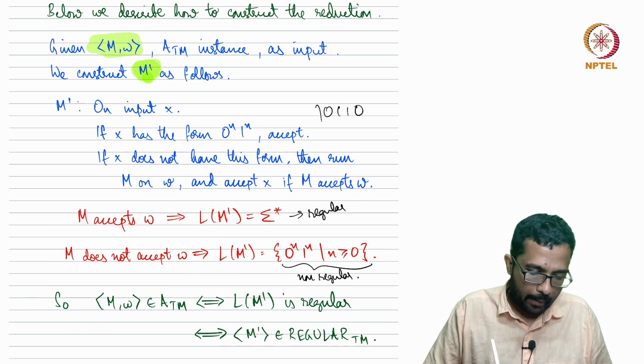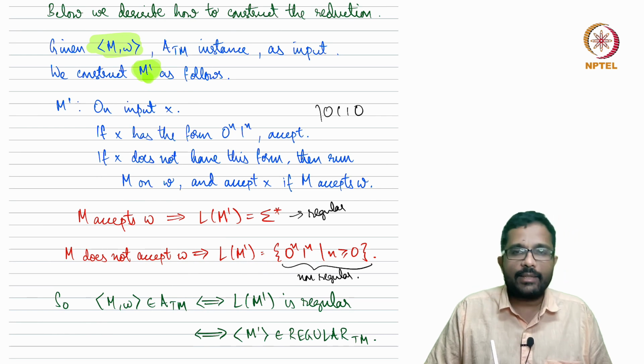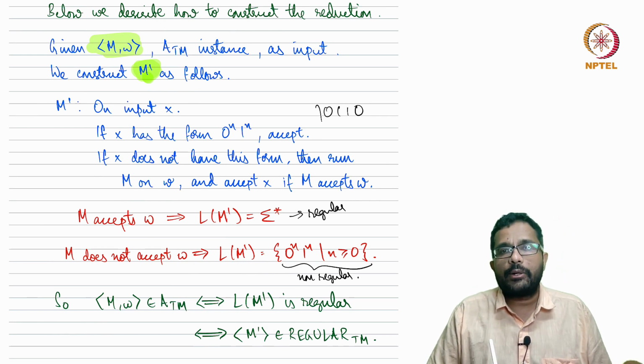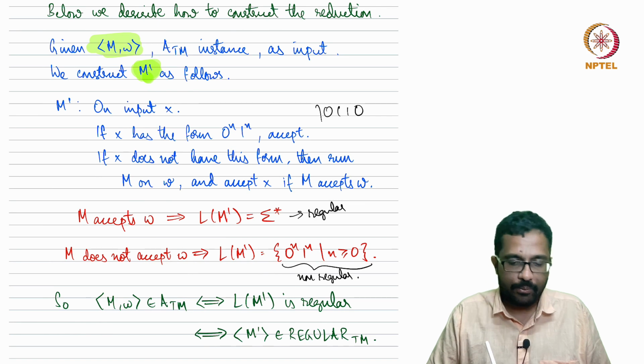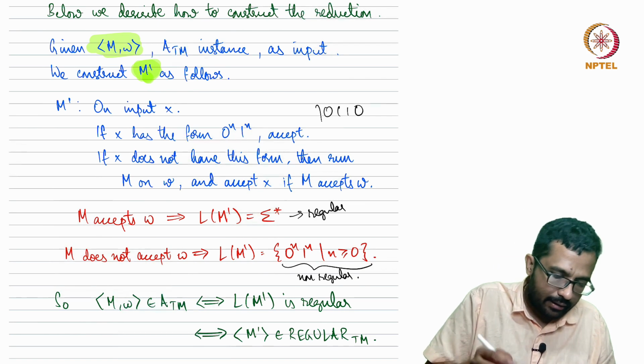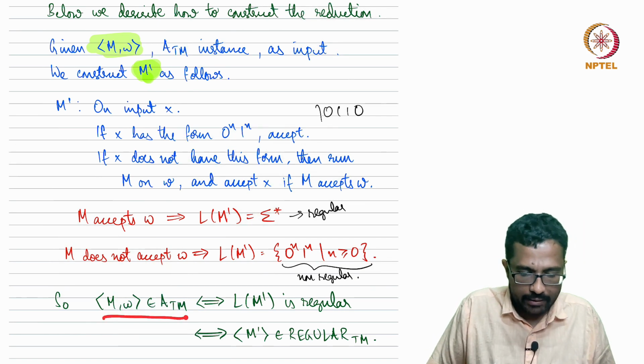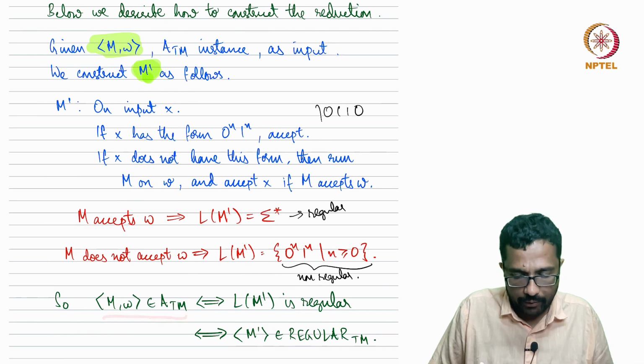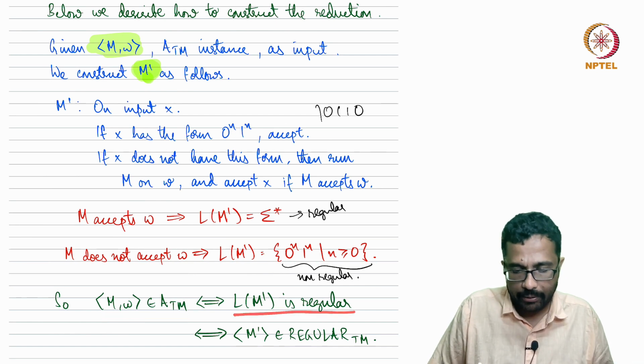So the language recognized by M prime is regular if and only if M accepts w. In other words, M comma w is an instance of HALT-TM if and only if L of M prime is regular.